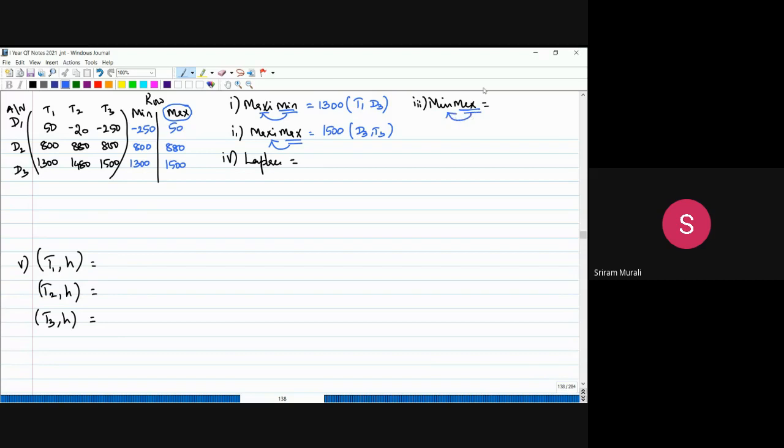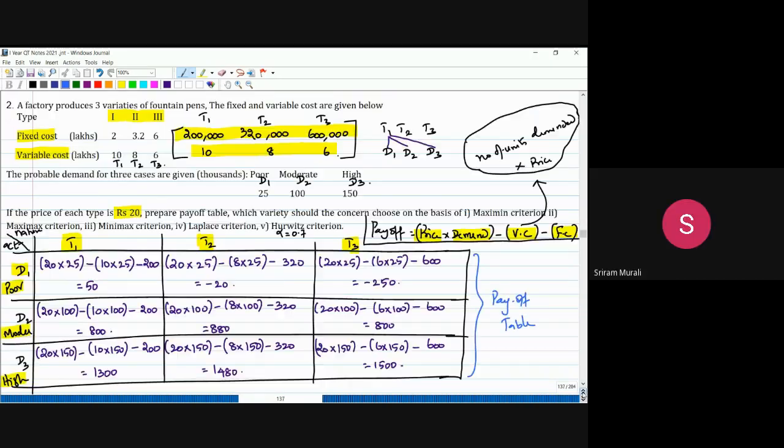In the maximum, what is the minimum? 50. In the maximum, the minimum is 50. The 50 occurs in T1, D1. You can shuffle it, nothing wrong. T1, D3 or D3, T1, both are the same. They are independent. If I interchange, it does not influence. Have you understood the three subdivisions? Yes, sir. Now I go to Laplace.